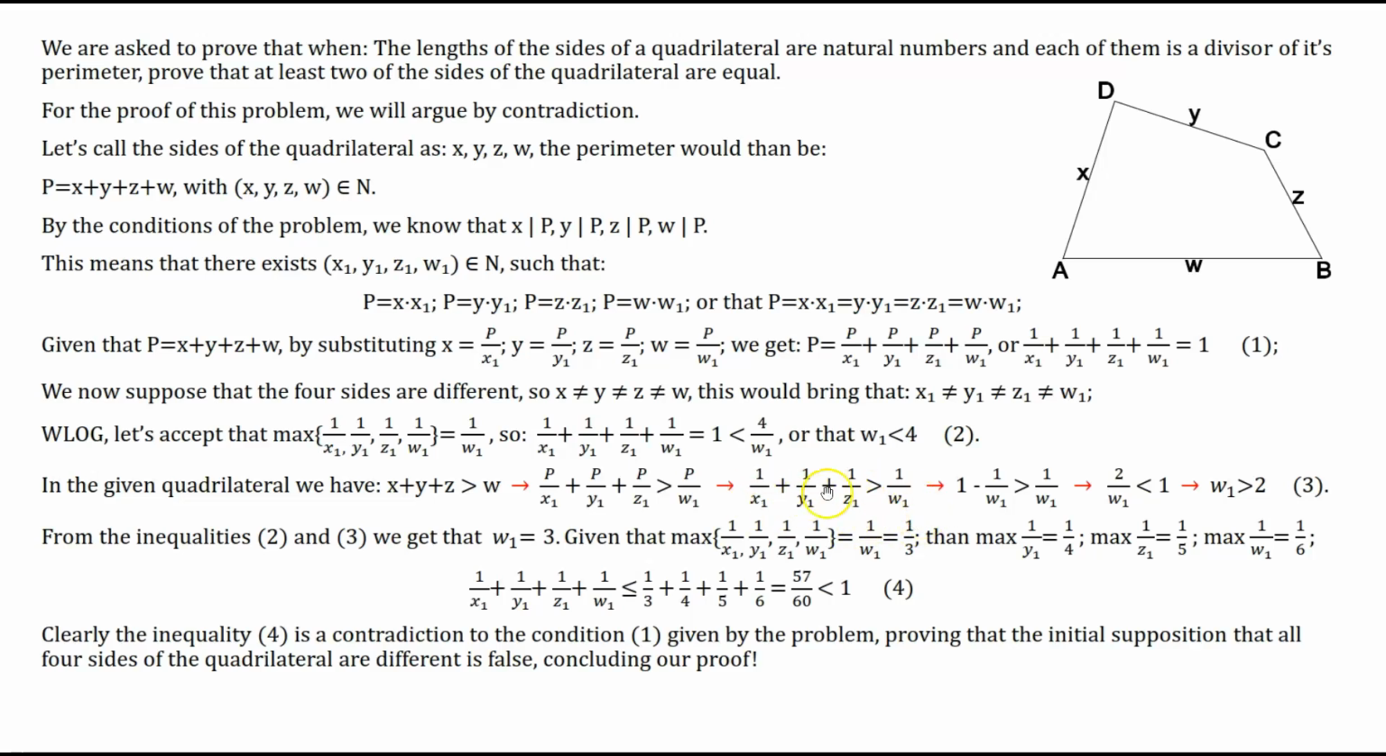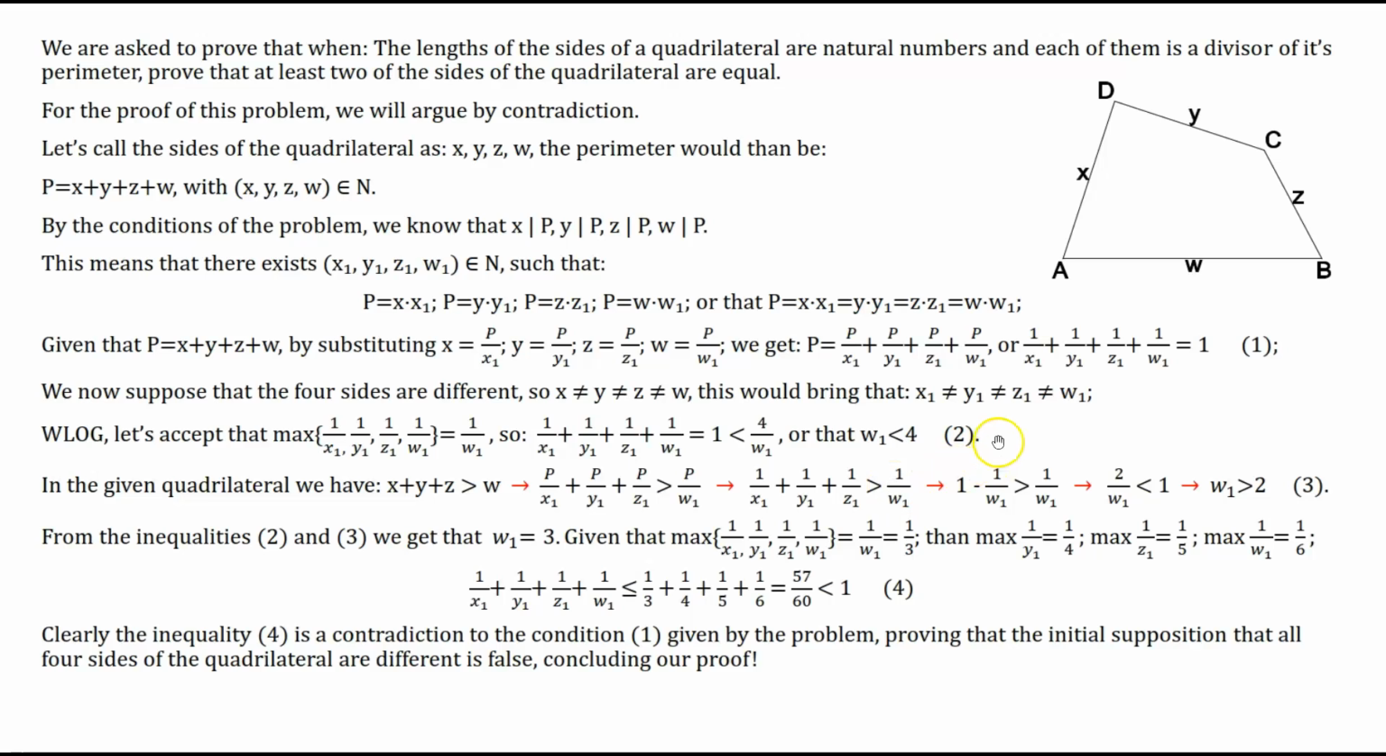But this expression over here, from equation number 1, is equal to 1 minus 1 divided by omega 1. So we will have that this is equal to 1 minus 1 divided by omega 1, which is greater than 1 divided by omega 1. Or that 2 divided by omega 1 is smaller than 1, or that omega 1 is greater than 2. So we got another inequality, which we call inequality number 3.